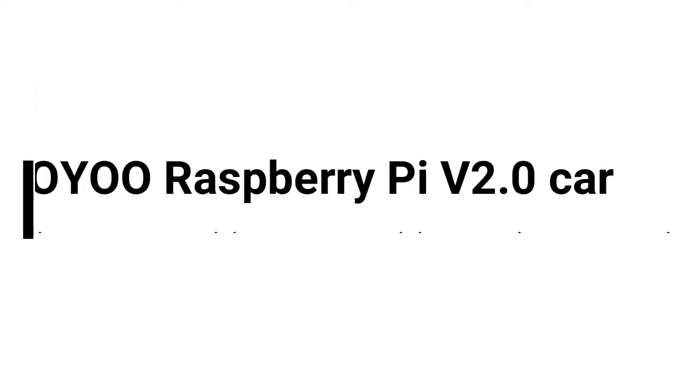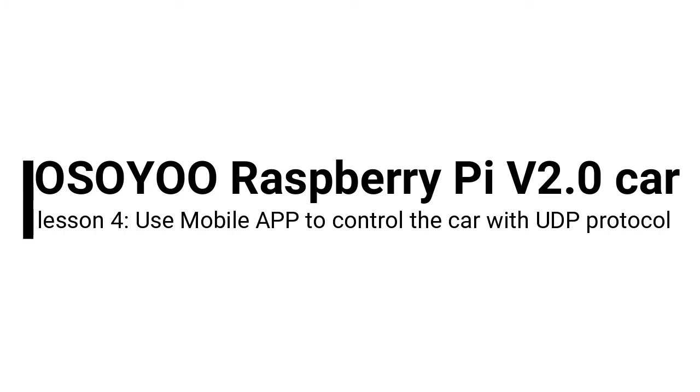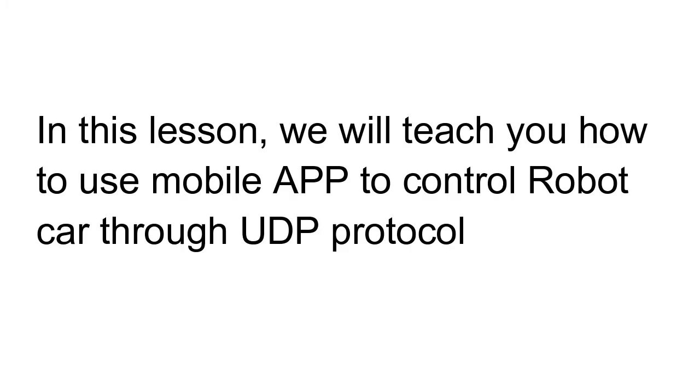OSOYOO Raspberry Pi V2.0 Car Lesson 4: Use mobile app to control the car with UDP protocol. In this lesson, we will teach you how to use mobile app to control robot car through UDP protocol.